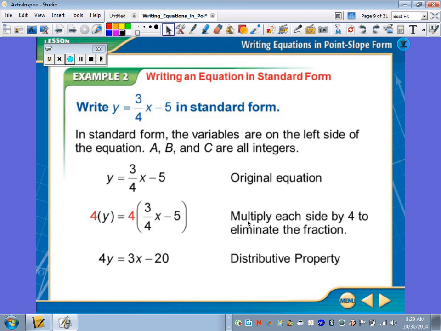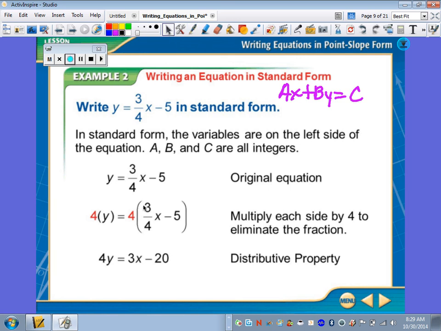Okay, now what they're doing here is they're having you actually put it in standard form. And if you've forgotten, standard form is, let me write that on here for you, ax plus by equals c. Okay, and A, B, and C have to be integers. All the variables are on the left-hand side.